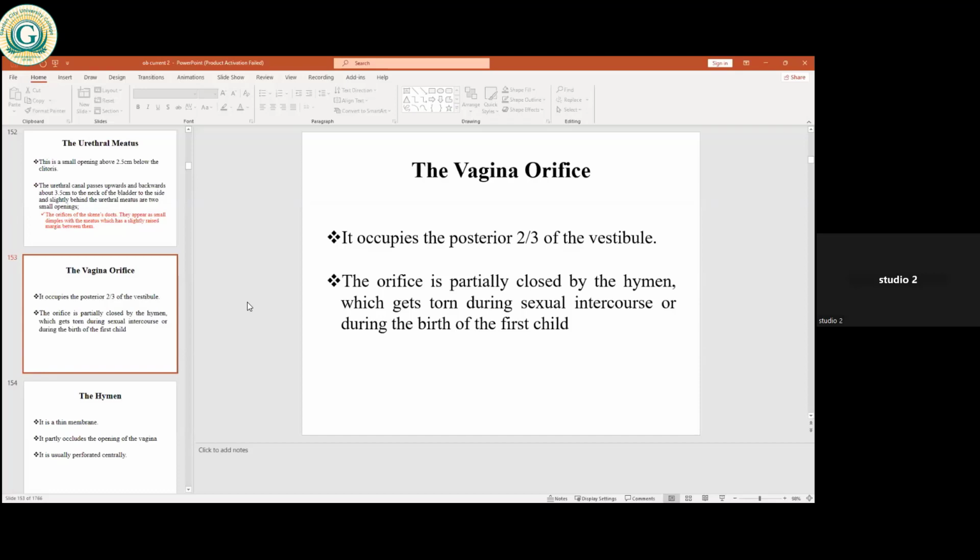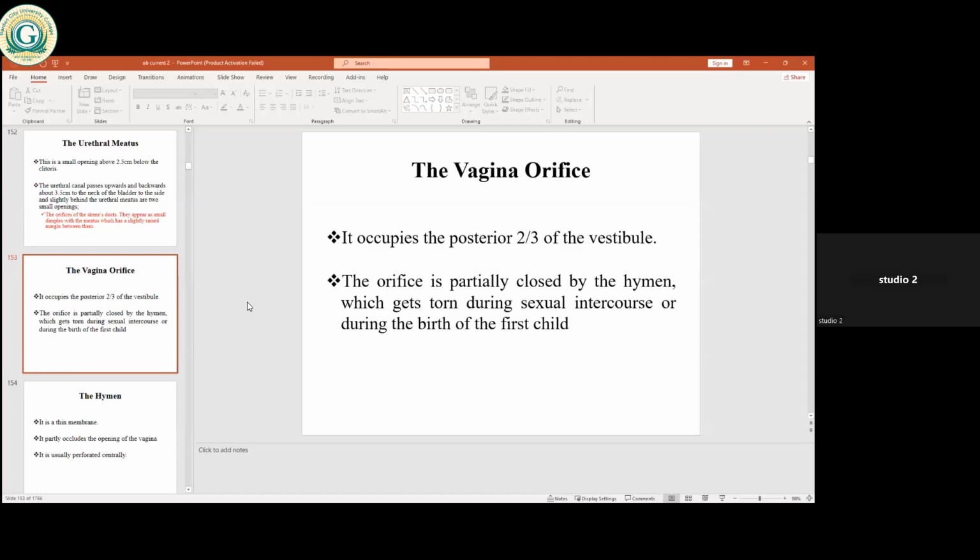In a young lady, a woman who has not had any sexual intercourse, the hymen is partially closed. For so many reasons, God has made it in such a way that it is closed so that any microorganism found outside will not be able to enter the vagina. But this hymen is broken during sexual intercourse and during the birth of the first child.